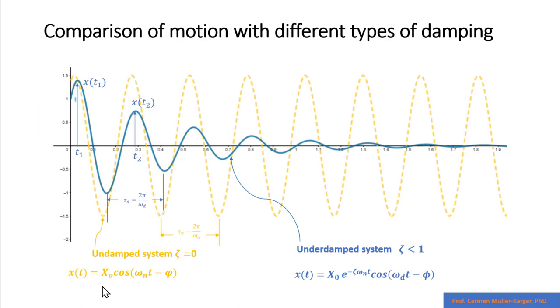Here we compare the undamped system, which has a constant amplitude, and this is the expression for the response of an undamped system, with the underdamped system for zeta less than 1, in which case the amplitude is multiplied by an exponential, and therefore the amplitude diminishes with time and eventually goes to 0.